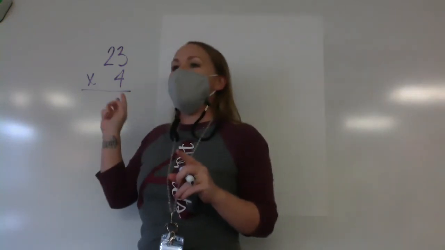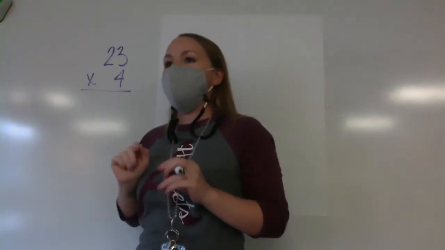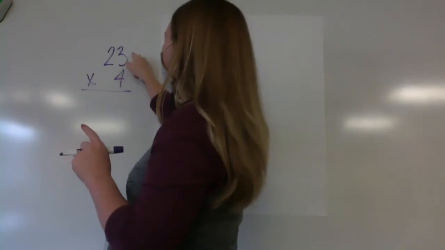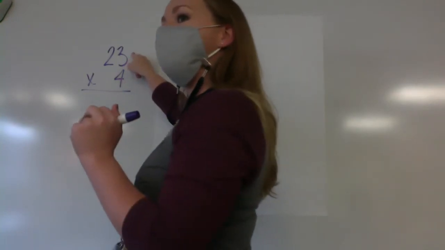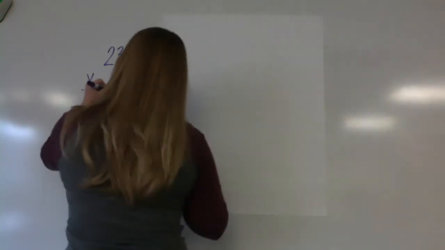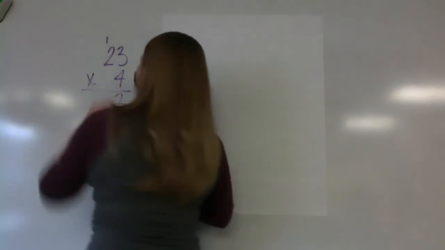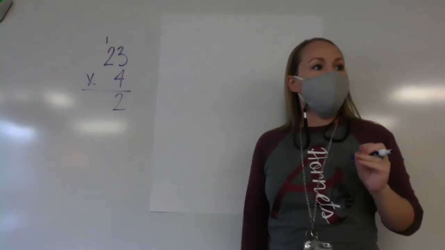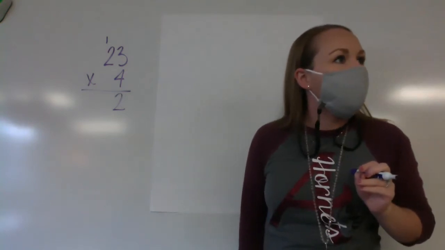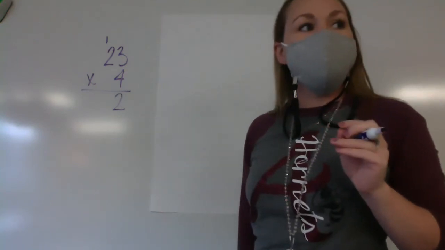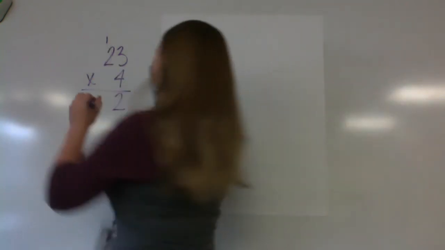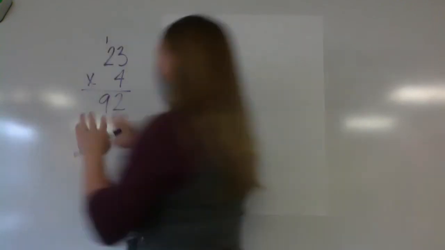So what, Nicholas, what's the first thing I do? So I do 4 times 3, and what does that equal? 12. So I write the 2 and I carry the 1. Okay, let's see, Rebecca, what do I do next? And what does that equal? 8. And 8 plus 1 is 9. Okay, and then that's all there is to it, right?